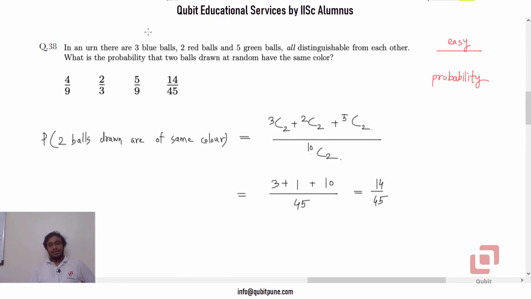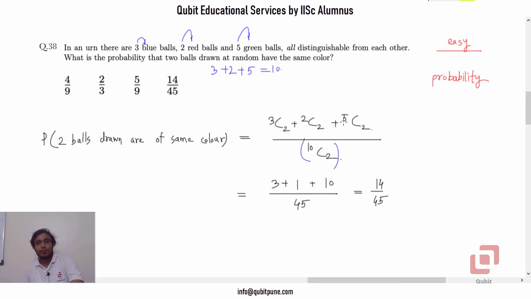Let's go to 38, which is the only probability question, and according to me this is also fairly straightforward. In an urn there are 3 blue balls, 2 red balls and 5 green balls, all distinguishable from each other. What is the probability that the 2 balls drawn at random will have the same color? It's a very simple question. The probability that 2 balls drawn are of same color will be, in the denominator, the total number of combinations possible, 3, 2, 5. So when added you get 10. So in the denominator it is the total number of ways, so that's 10C2.